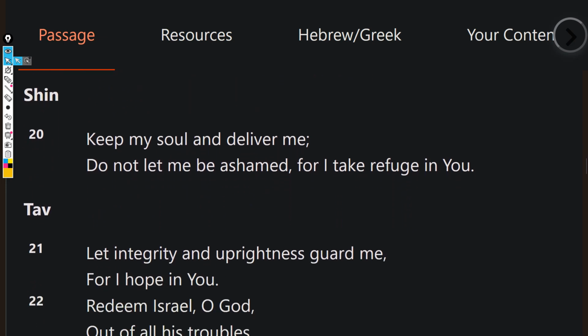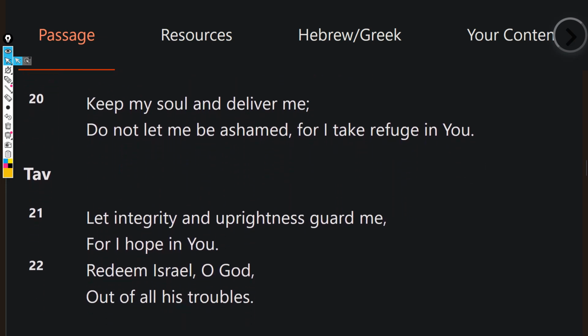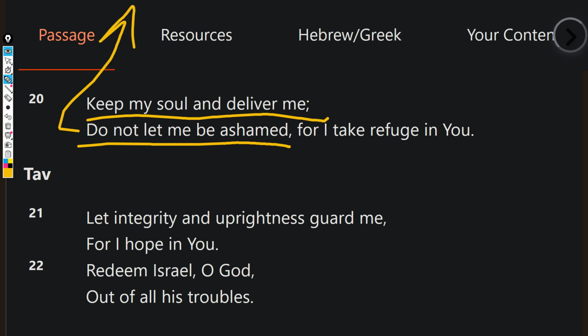Verse 19 is nothing but enemies. Here we go, here's the last section. Keep my soul and deliver me. God, secure me. Do not let me be ashamed, for we've already mentioned a few times in this passage those who will be ashamed versus those who won't be ashamed, and God pleading for those who are fearing you. Do not shame them. Hold them, keep them, save them.